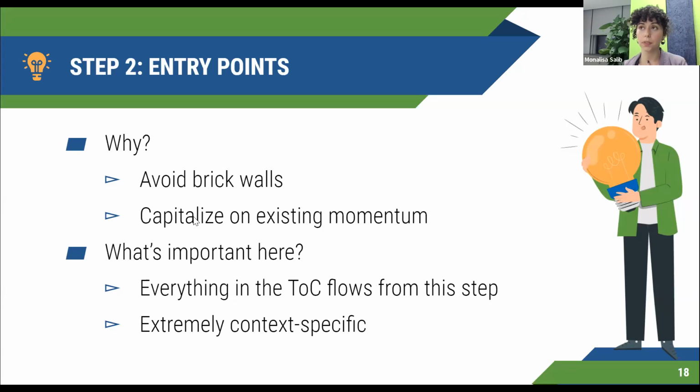So this is the big purpose of this step, which is figuring out where there is momentum for change within the local context that we can build on. And then in terms of what's important here, this is where, again, we make sure we're extremely context specific, and everything in the theory of change flows from this step. So as I mentioned before, if we are clear on the entry points, that can help us be more realistic about what our outcome should be and what we can achieve in the life of the activity or project.